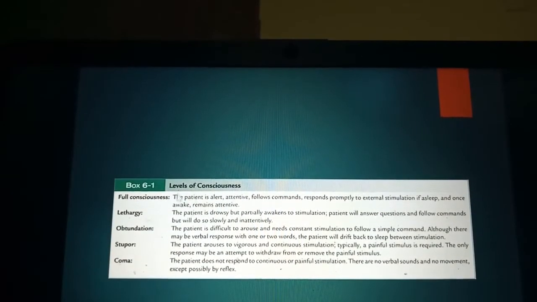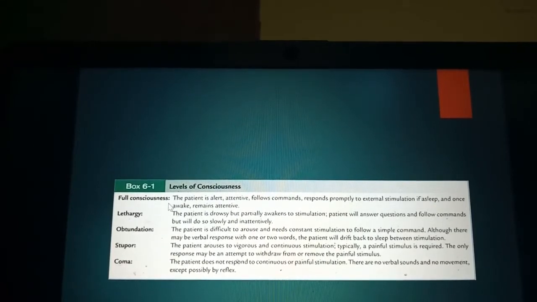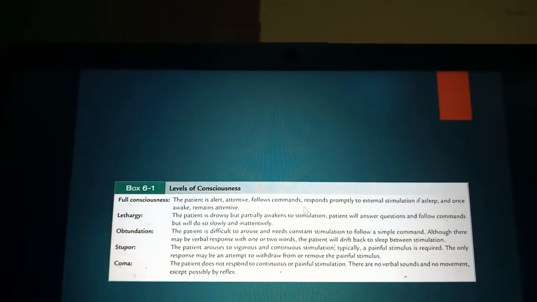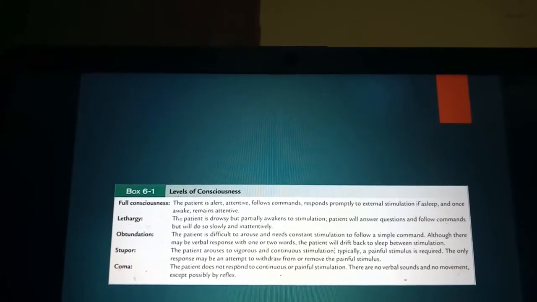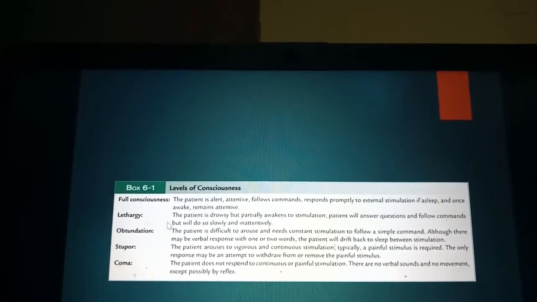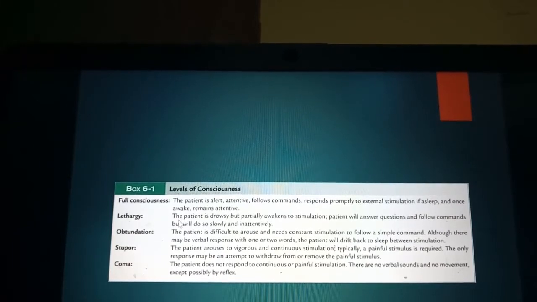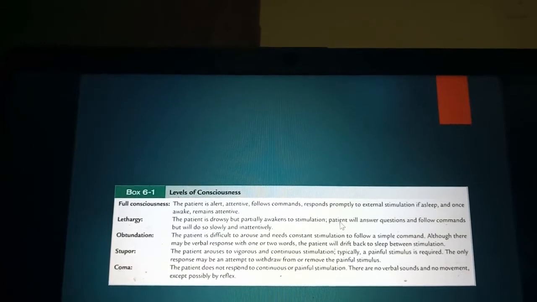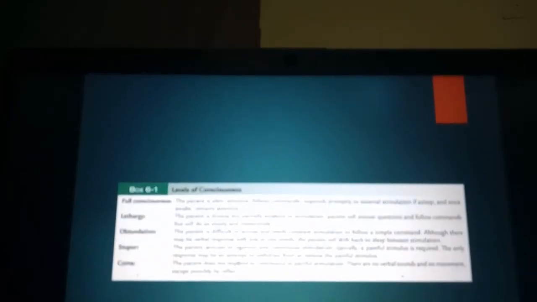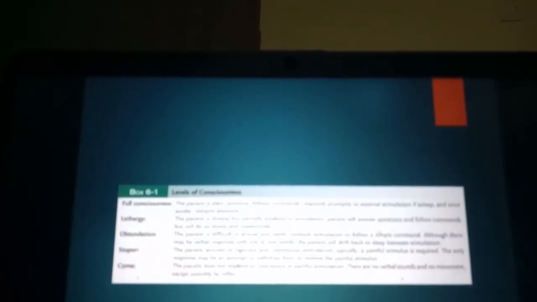So what are the stages of loss of consciousness? The patient is alert, attentive, follows commands, responds promptly to any stimulation, and if he is awake, remains attentive, then the person has full consciousness. There is no loss of consciousness. The next stage is lethargy. The patient is drowsy but partially awake to stimulation. When you pinch or when you call or when you tap the patient, they respond to stimulation, and they may answer questions and follow commands, but do it slowly.